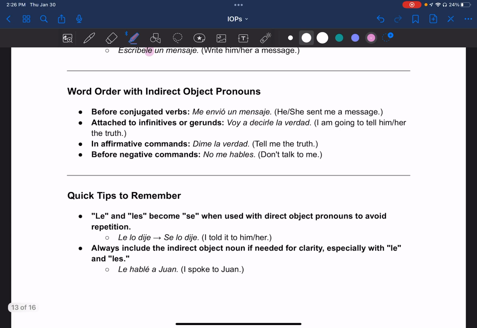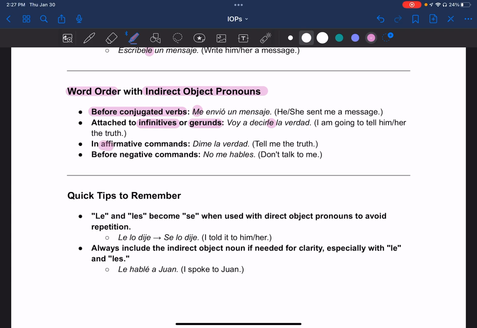And we do have a few items of note with word order using indirect object pronouns. We can use them before a conjugated verb. Me envió un mensaje. We attach it to infinitives or gerunds. Voy a decirle la verdad. We attached it to decir being the infinitive verb there.